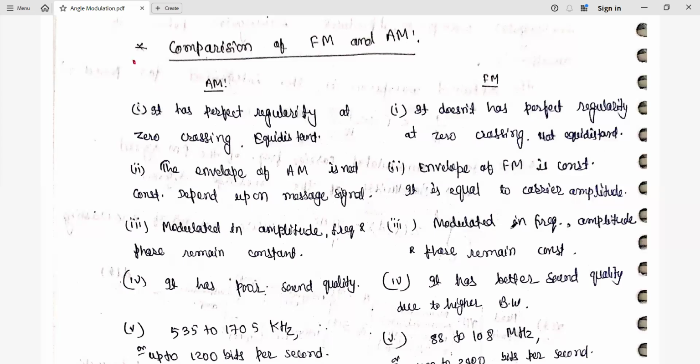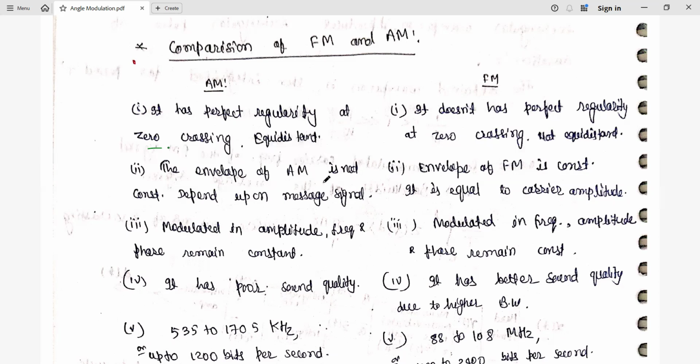Now here we have the comparison between frequency modulation and amplitude modulation. We have already seen the standard equation of both, and here we are going to compare. Many times this question is asked as a long question. Amplitude modulation has perfect regularity at zero crossing and is equidistant, whereas FM does not have perfect regularity at zero crossing and is not equidistant. When the message signal crosses zero, we can plot the waveform accordingly, but that is not there in the case of FM.